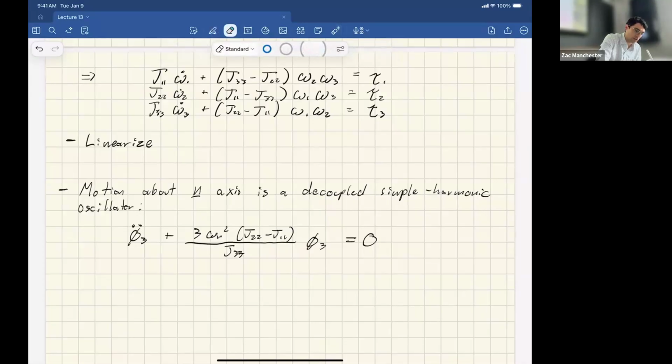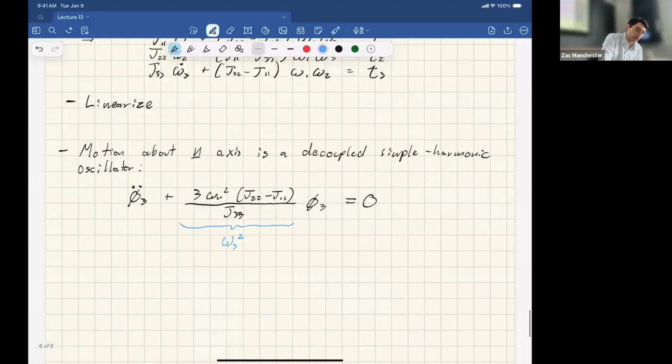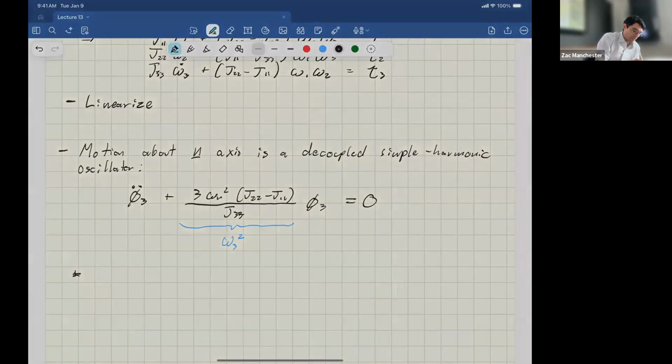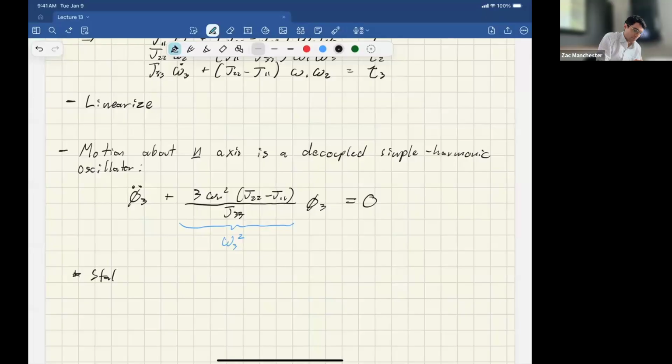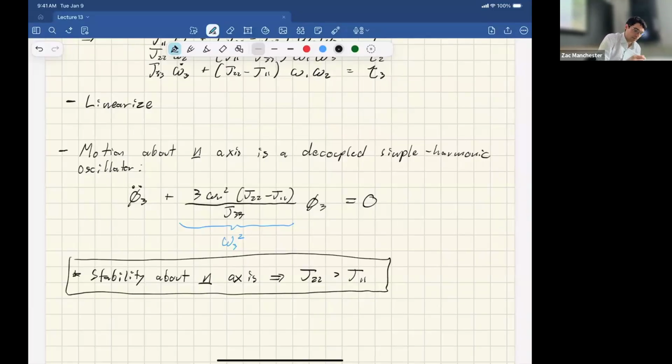And then this thing out front ends up being your oscillation frequency, right? So this is omega 3 squared. And like we saw before, for this to be stable, we need this thing to be pure imaginary when we take a square root. And to have that happen, similar to the Euler equation stuff we've already seen, we need J22 to be bigger than J11. Put a box on this guy. Okay, so that axis is easy and relatively straightforward.